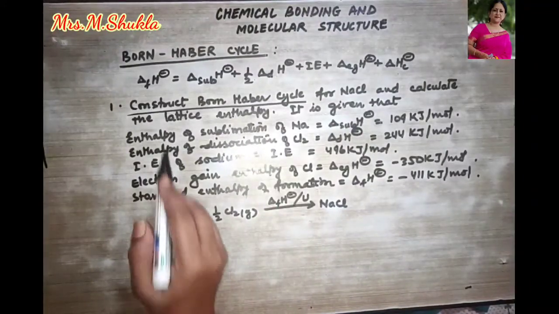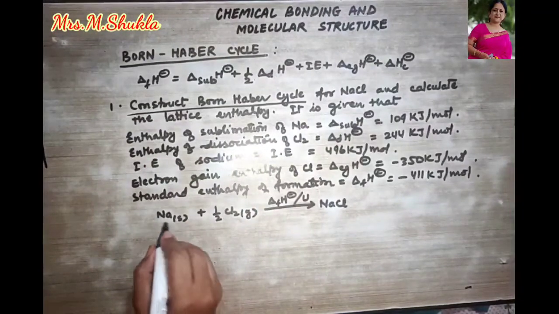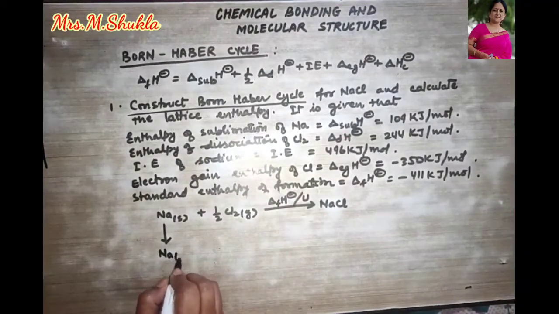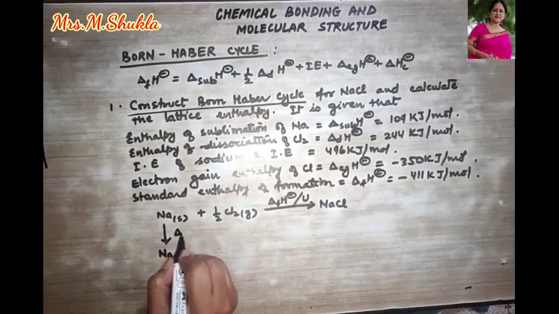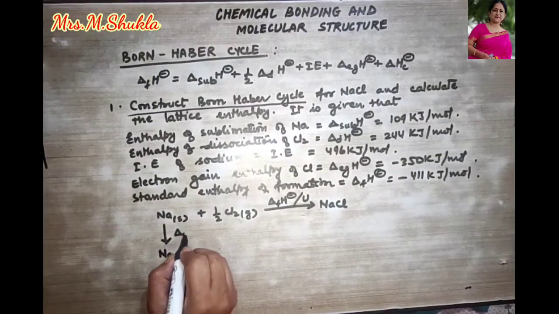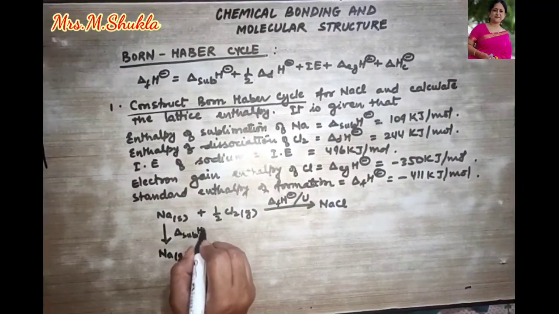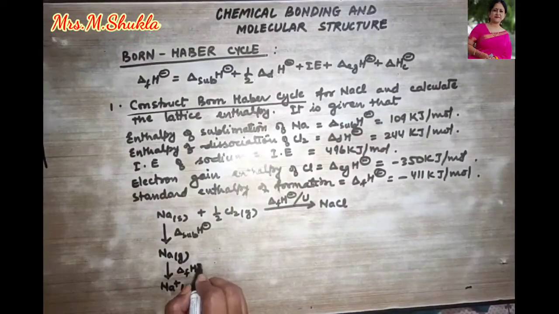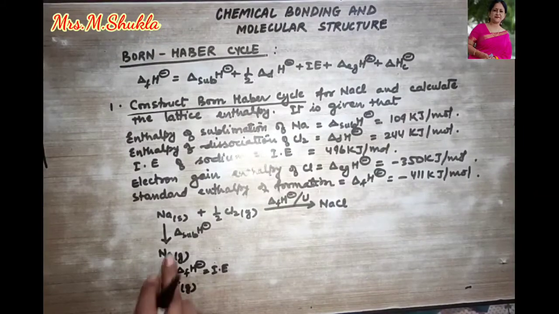How? Let's see that. I'm constructing the Born-Haber cycle. This sodium, which is in a solid state, will change to sodium in its gaseous state by the enthalpy of sublimation. And from the gaseous state it will convert to the gaseous ion. Here we are going to see the ionization enthalpy of the sodium gas.